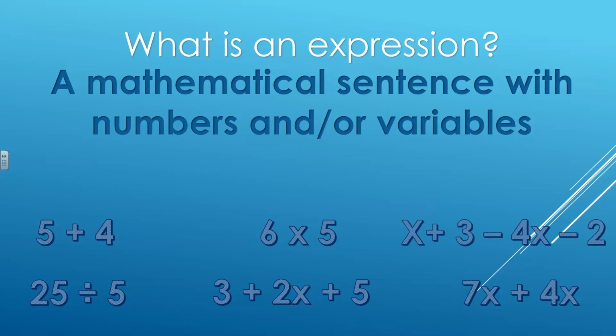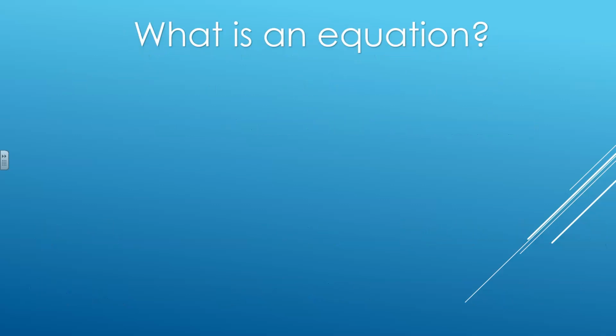Then we have something that we can add a variable into, and that would be considered an algebraic expression. So 7x plus 4x, 3 plus 2x plus 5, or x plus 3 minus 4x minus 2. Those would be considered algebraic expressions.